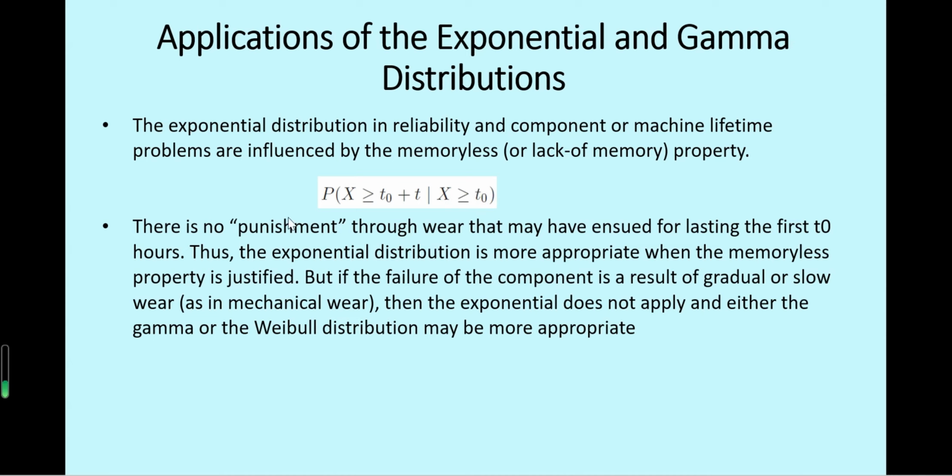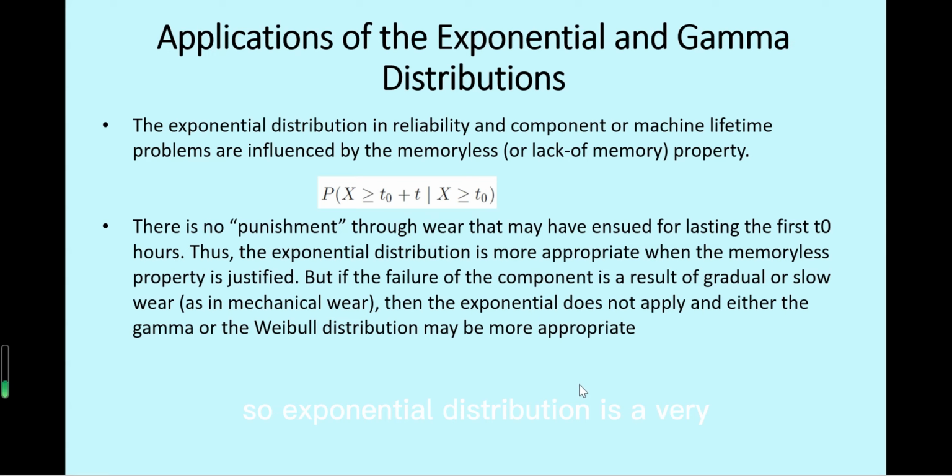This is the same as the probability of x larger than t. So the condition of x larger than t0 has no effect on the next time interval t. There is no punishment through wear that may have ensued during the first t0 hours. Thus, the exponential distribution is more appropriate when the memoryless property is justified. But if the failure of the component is a result of gradual or slow wear, as in mechanical wear, then the exponential distribution does not apply, and either the gamma or the Weibull distribution may be more appropriate.